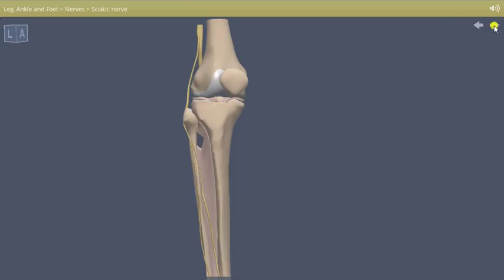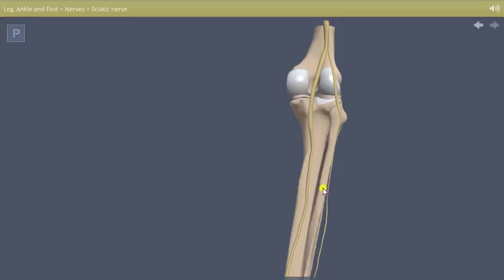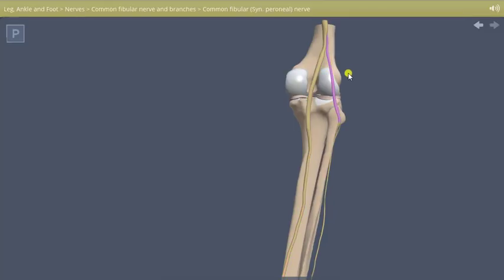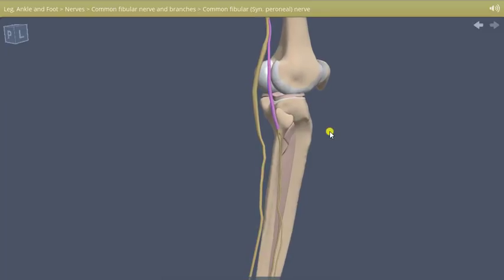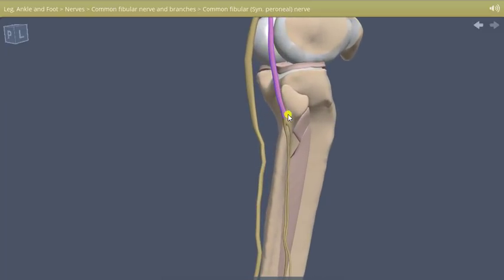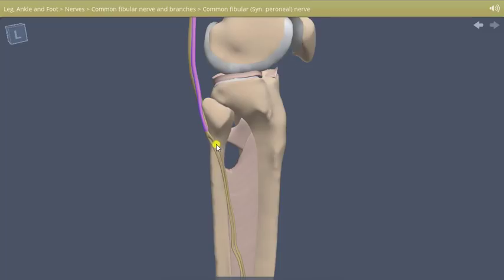The sciatic nerve divides into the tibial and common fibular nerves to supply the muscles of the leg and the foot. Here is the tibial nerve, which supplies the posterior compartment, and here is the common fibular nerve, which winds, as you can see here, around the neck of the fibula, and it divides into two branches, one deep, the deep fibular, and one superficial branch, the superficial fibular nerve. The superficial fibular nerve supplies the muscles of the lateral compartment of the leg, and the deep fibular supplies the muscles of the anterior compartment of the leg.